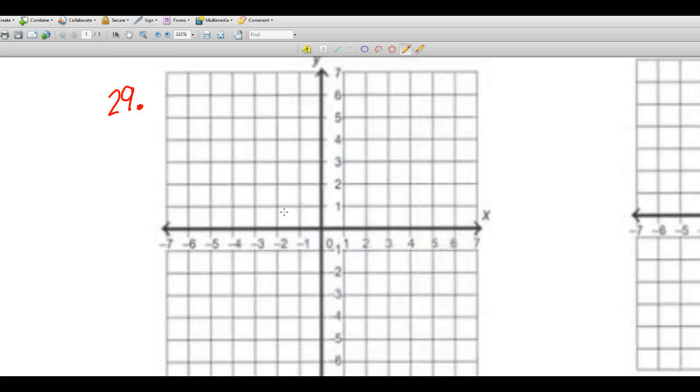For number 29, graph each figure and its image under the given reflection. So for 29, it's triangle STU and the line y equals x. So I would start with my vertices. S is -3, -2. And T is -2, 3. And U is 2, 2.